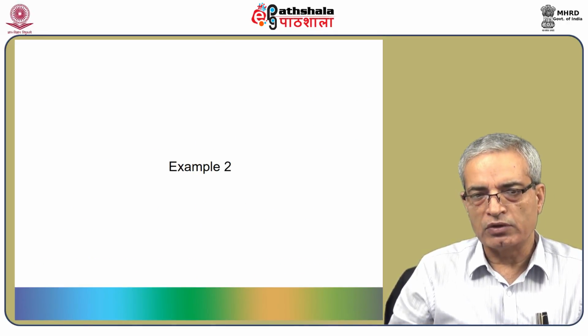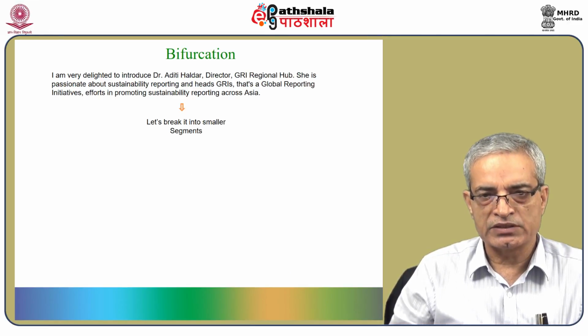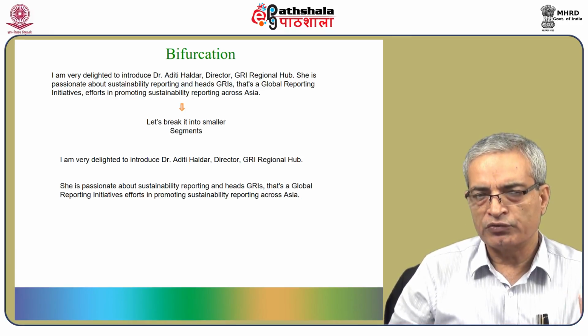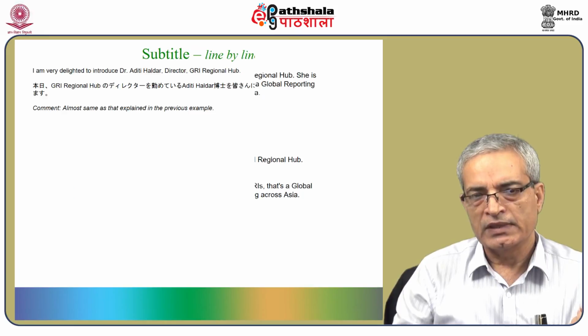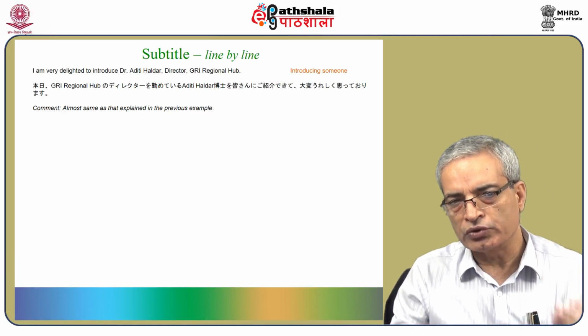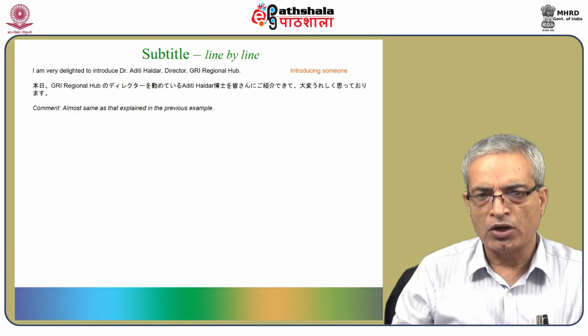Let's see example 2 now. Bifurcation is the first step, and let's see the segments. These are the 2 segments created here. The first one you can see is greetings. So we don't show it clearly, and you can see the translation here, almost the same.